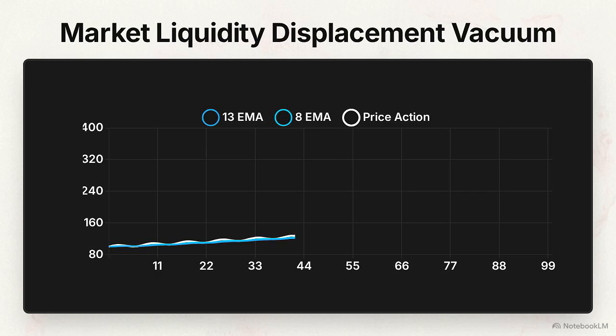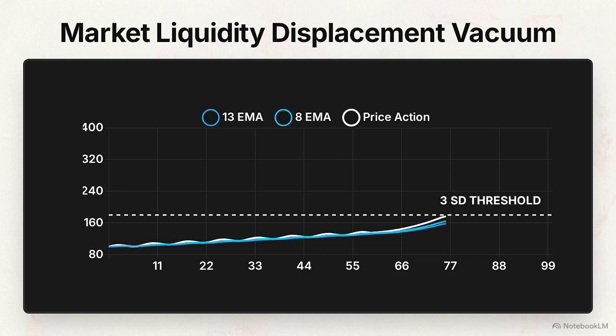Buying volume accelerates into a near vertical climax. The failure occurs the millisecond the price line completely detaches from the 8 EMA, shooting steeply upward and leaving massive blank space beneath it. Specifically, we define extreme extension as the point when price travels beyond a threshold of 3 standard deviations from its baseline.